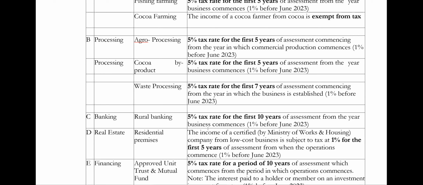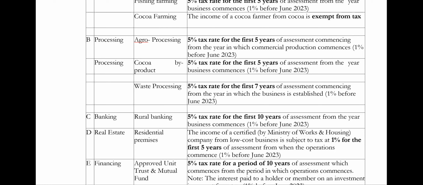And when you are into the cocoa byproduct business, which is also agro-processing, cocoa byproduct businesses are those who use substandard cocoa beans, cocoa husk, and the cocoa skin to make products, like the Alata Semina. I get to the ones that use the cocoa skin to make medicine. They are all cocoa byproduct businesses. They are also like agro-processing because they are processing the cocoa into something else, right? So just like agro-processing, they have 5% tax for the first 5 years from the period the business commences, okay?